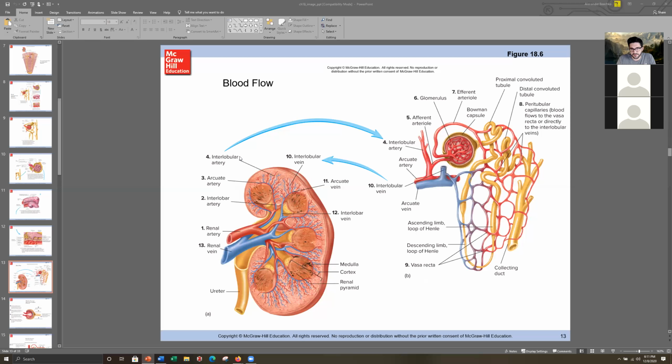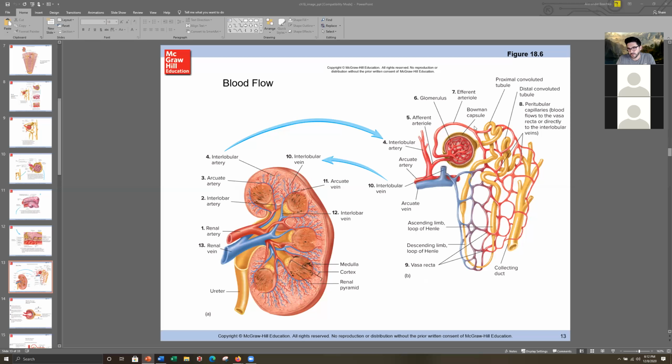And then we have something called interlobar versus interlobular. That is a distinction there. So interlobar, between the lobes right here that we see in between these renal pyramids here. And then the lobular branch branches out into the medulla, going up into the cortex right here.